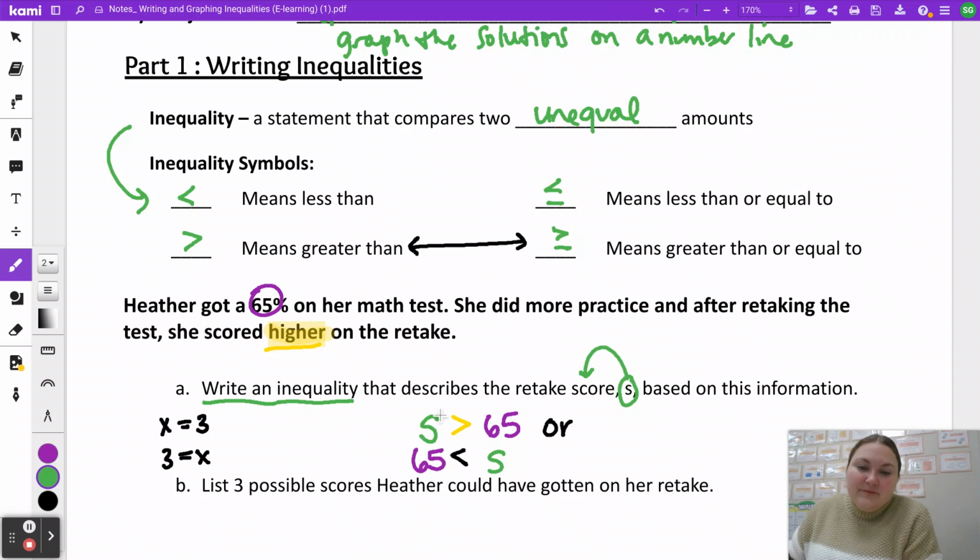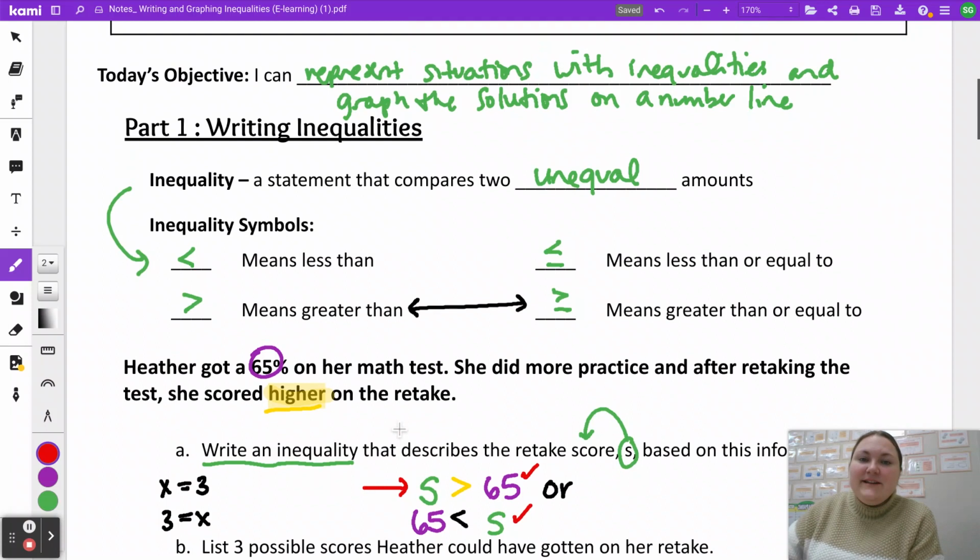The first one saying her retake score is higher than her original score. They both correctly represent the story, but depending on the order, you might use a different inequality sign. Now, I will say for a lot of us, this first one is easier. For a lot of us, it's easier to start with the variable. However, both of these would be correct. This is the first thing we're trying to do today.